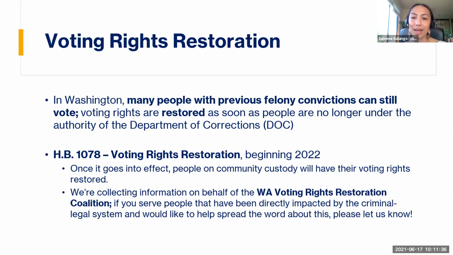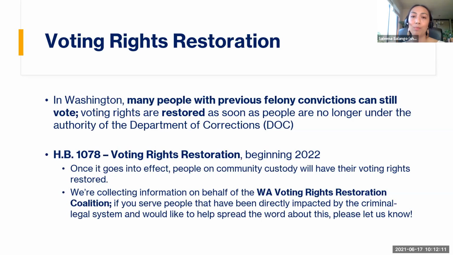What it means is that under current laws, and this will apply for the upcoming elections this year in 2021, people who are on community custody or under the authority of the Department of Corrections for a felony conviction are not eligible to vote. But beginning in 2022, this will change. Once it goes into effect, people on community custody will have their voting rights automatically restored. And so it's really, really big.